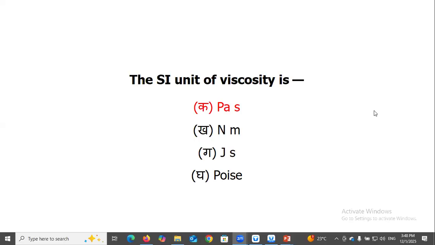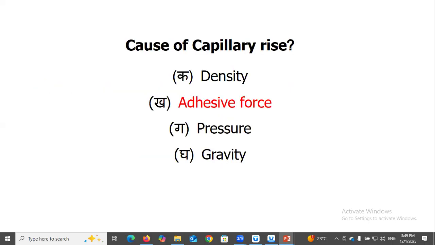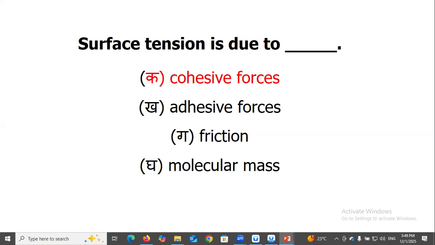The SI unit of viscosity is Pascal second, also called Newton second per meter square, or Newton second per square meter, or kilogram per meter second. Cause of capillary rise: adhesive force. Surface tension is due to cohesive force.